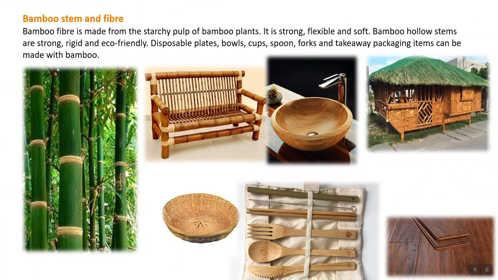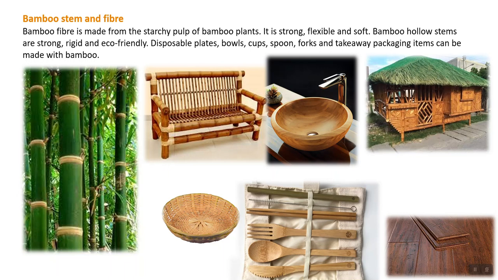Then there is the bamboo stem and fiber. Bamboo is a very good material because it is strong and durable, and it grows very quickly. In 3 months you can have a full adult bamboo tree. When we cut it down, it grows again. So it is a very eco-friendly material.